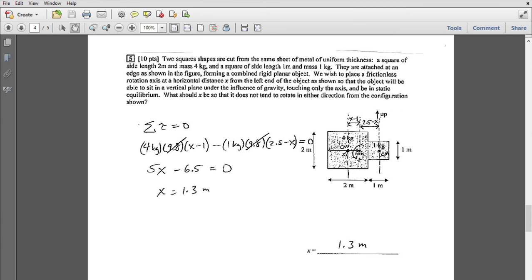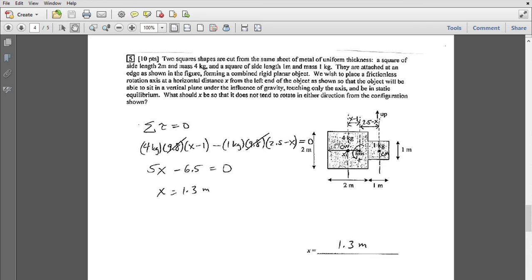We wish to place a frictionless rotation axis at a horizontal distance x from the left end of the object as shown, so that the object will be able to sit in a vertical plane under the influence of gravity, touching only the axis. So we want to put some frictionless axis coming out of the page so that this thing, when it's sitting in a vertical plane, will just be totally balanced on that axis.